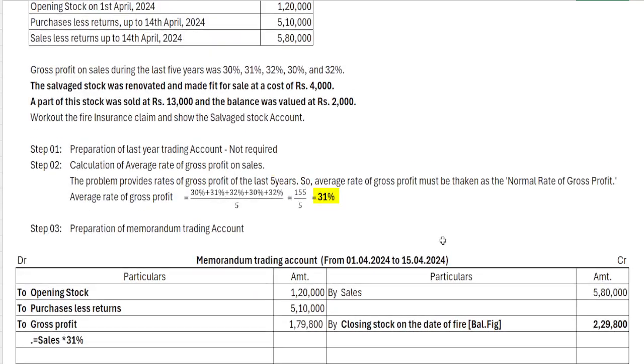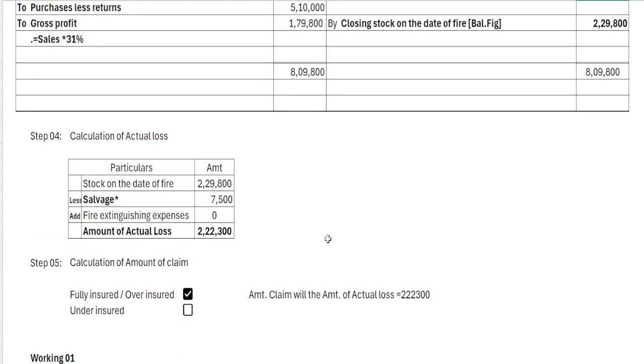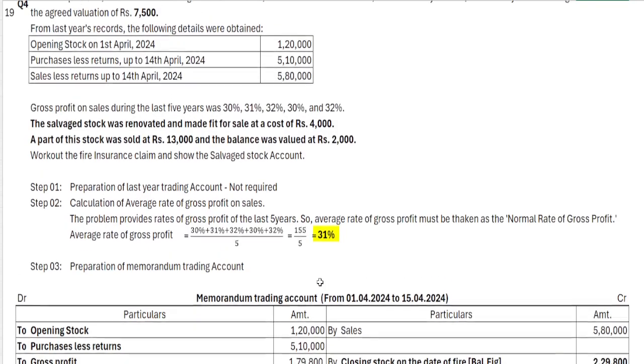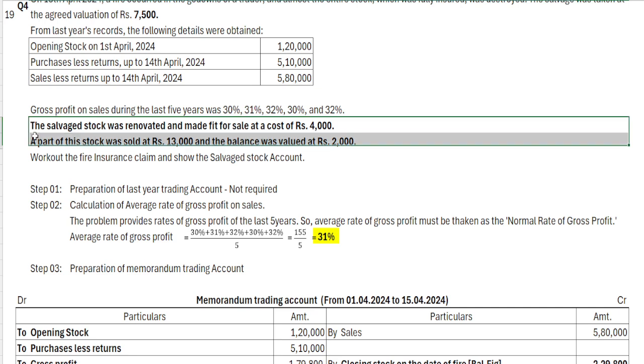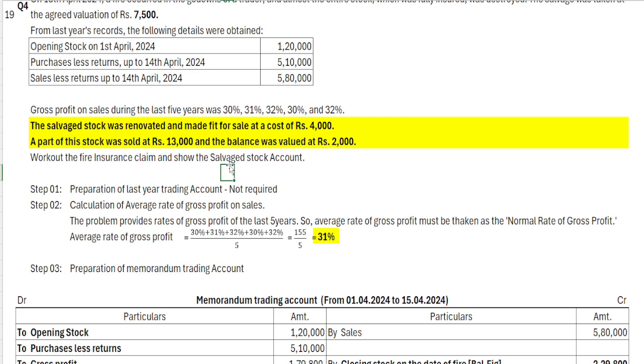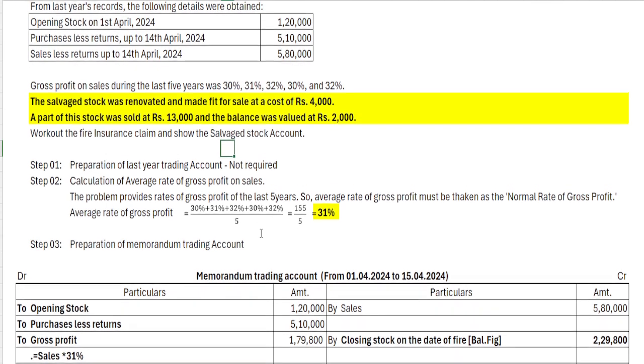In this particular problem, we have to work out the fire insurance claim. The claim amount will be the actual loss, which is 2,22,300. And also show the salvage stock account, because here the adjustment is given. Based on this we have to prepare the salvage stock account.